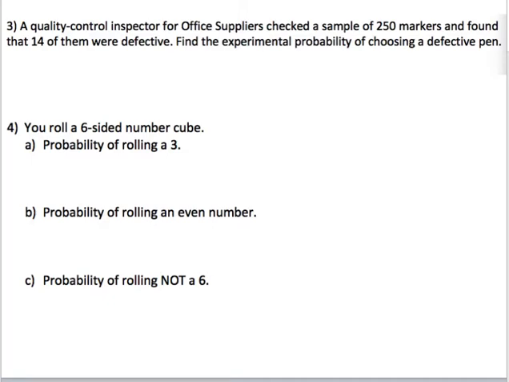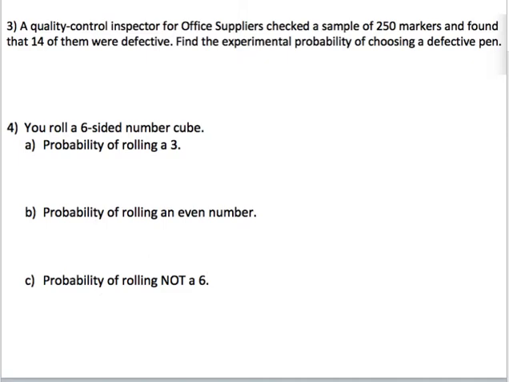Now, one type of probability is called experimental probability, and it's making predictions about the probability of something happening in the future based on an experiment run in the past. Here's an example. A quality control inspector for office supplies checked a sample of 250 markers and found that 14 of them were defective. Find the experimental probability of choosing a defective pen.